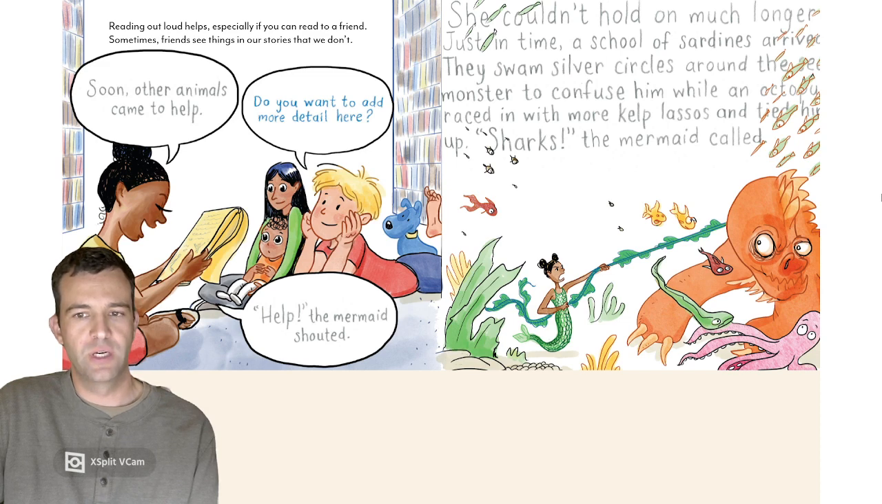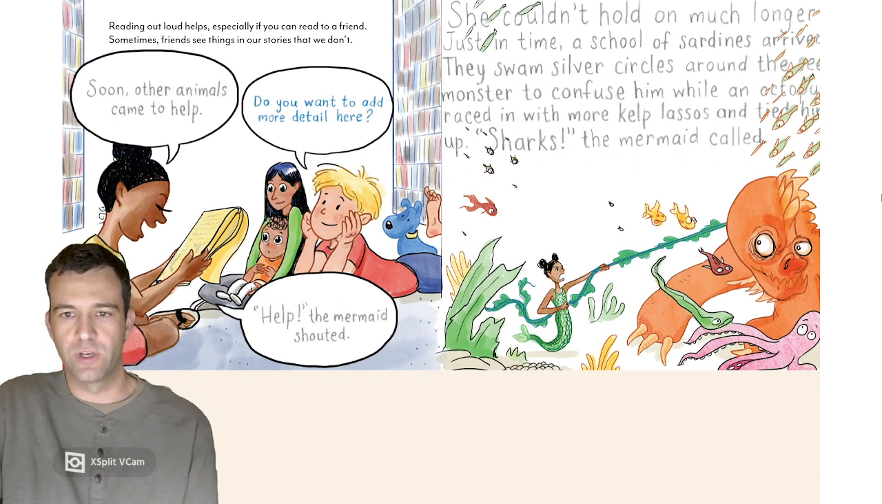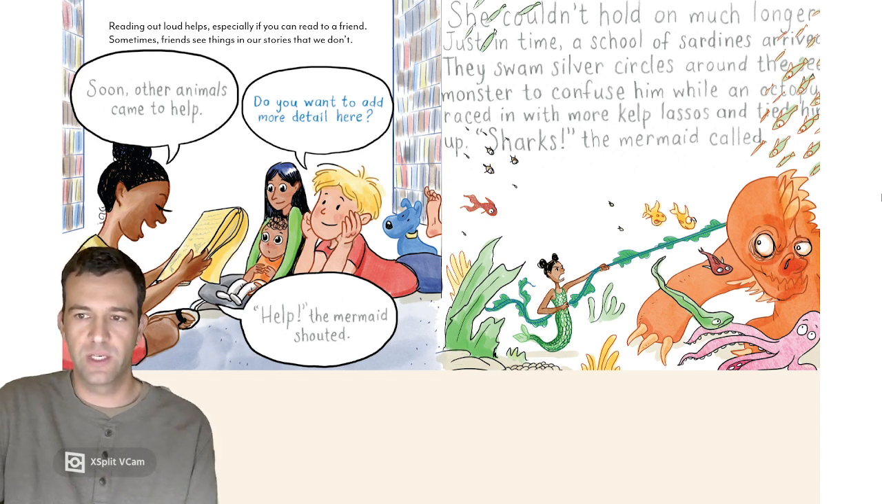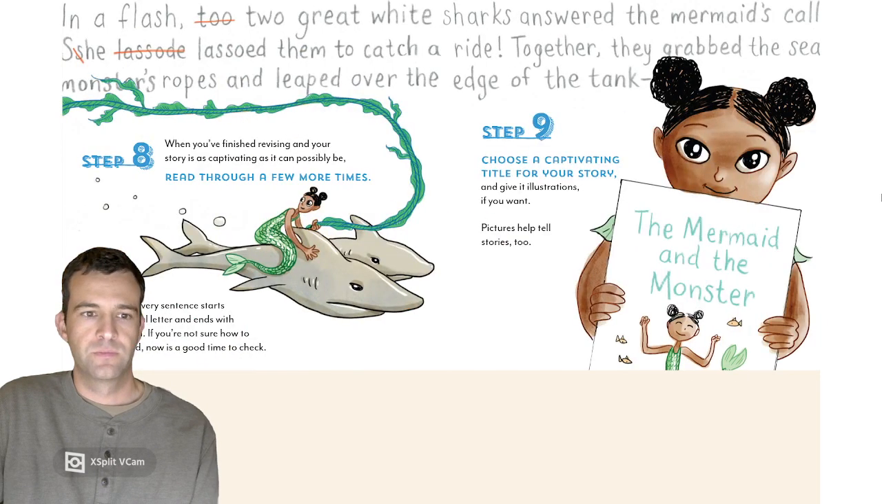Help! The mermaid shouted. She couldn't hold on much longer. Just in time, a school of sardines arrived. They swam silver circles around the sea monster to confuse him while an octopus raced in with more kelp lassos and tied him up. Sharks! The mermaid called. In a flash, 2 great white sharks answered the mermaid's call. She lassoed them to catch a ride. Together they grabbed the sea monster's ropes and leapt over the edge of the tank.